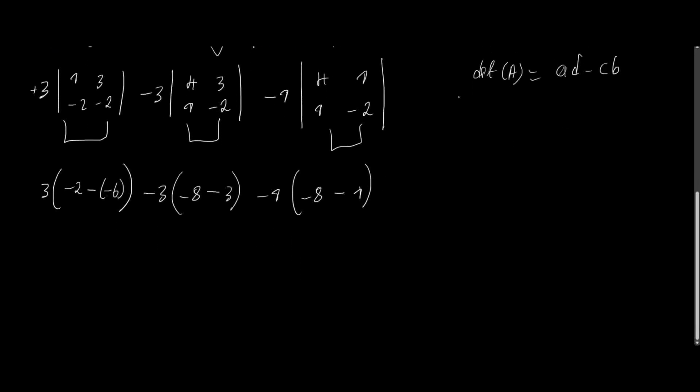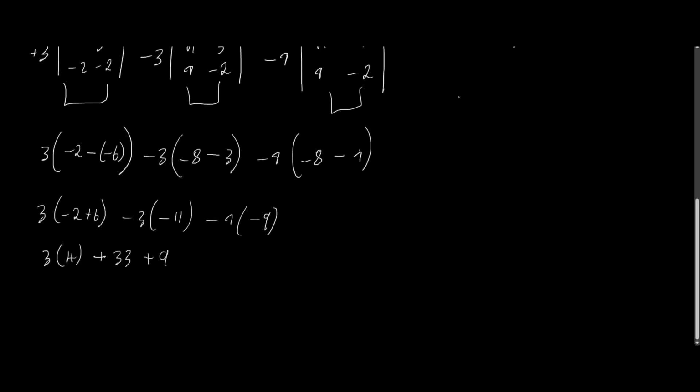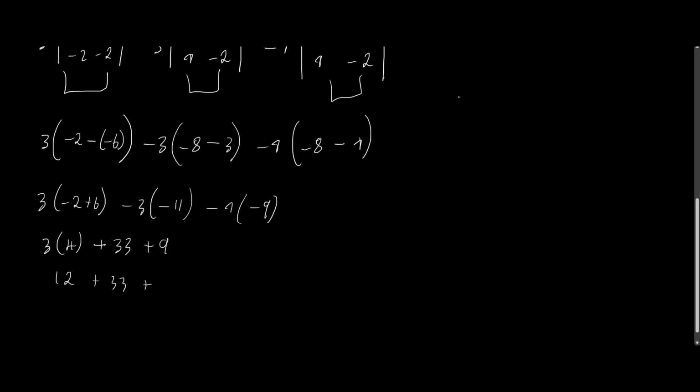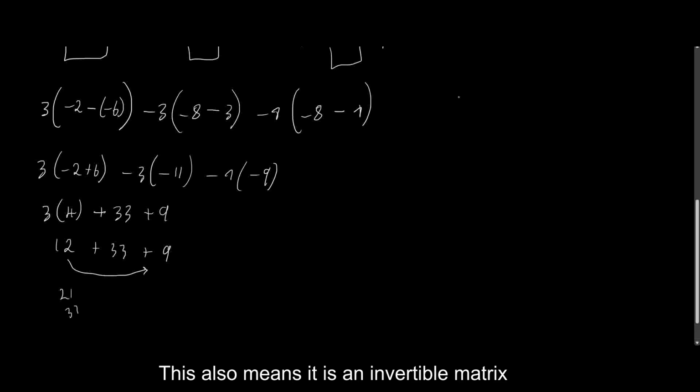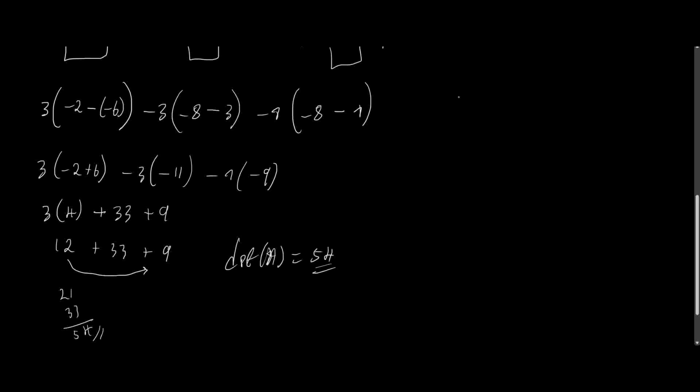We simplify our result. So this will be 3 into -2 plus 6, minus 3 into, this will be -11, I believe, minus 1 into -9. And here we're going to have 3 into, this will simply be 4. This will be plus 33, and this will be plus 9. And here will be 12 plus 33 plus 9. So this will be 54. So the determinant of A is 54. That's what was required for this question.